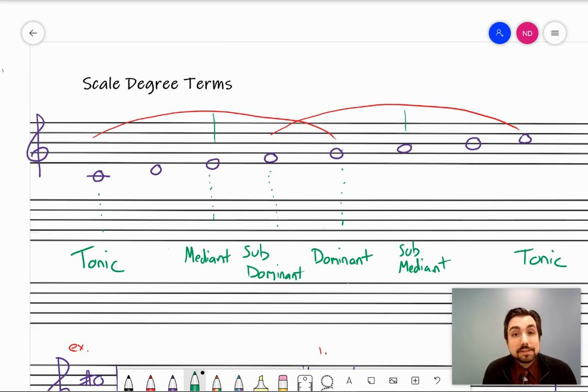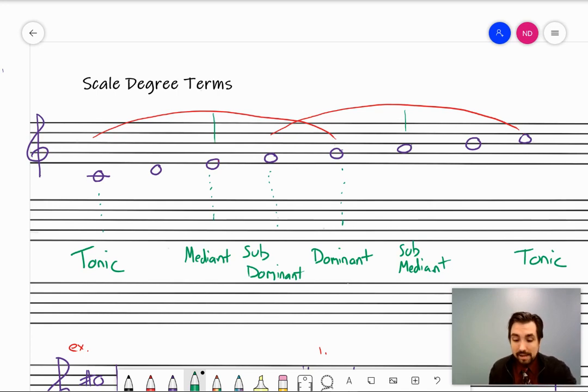Well, there's a lot of inconsistencies in theory terminology, and we just kind of have to learn how to deal with it sometimes. The reason it's called the submediant is because it's in the middle of the subdominant and the high tonic, just like the mediant is in the middle of the tonic and the dominant.